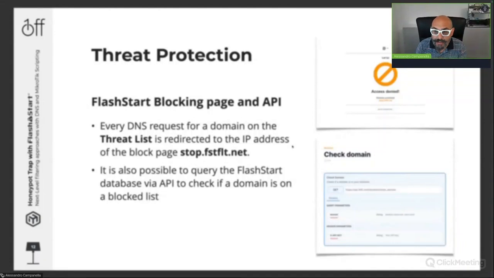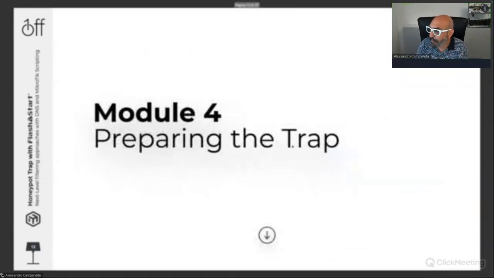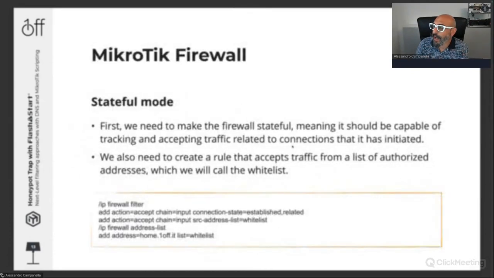Of course, we can ask for some information about our profile, and we can also use the check domain query from the API. It's very clever to have this information available through the API. I think we can build a lot of things with this. So let's try preparing the trap.